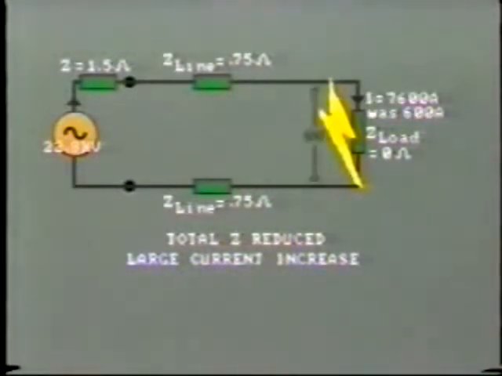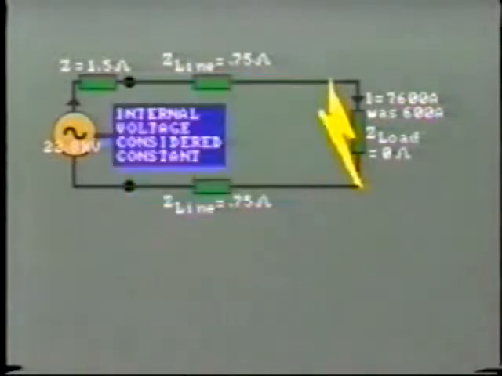Thirdly, the voltage at the short circuit has decreased to 0, or at least to a very low value. As a result, the voltage all along the line is also reduced. When studying fault conditions, we always consider that the internal voltage of the generator remains constant. This is based on the assumption that the time interval will be extremely short before protection equipment clears the fault.